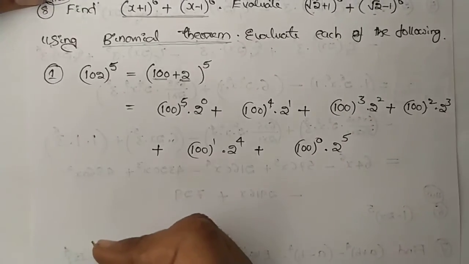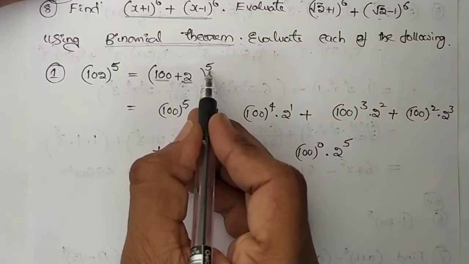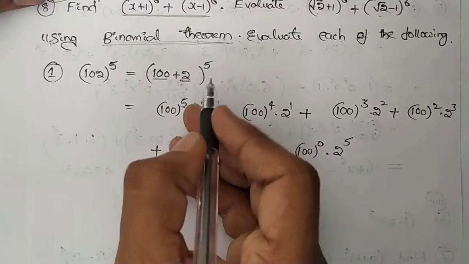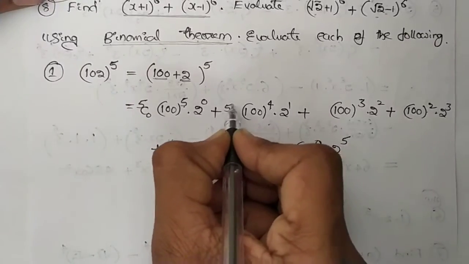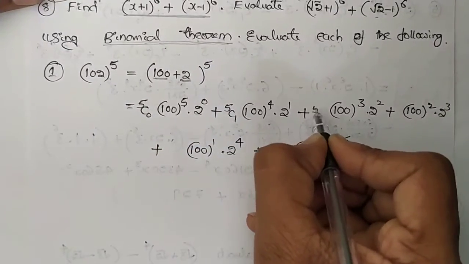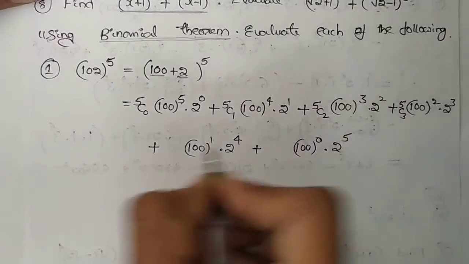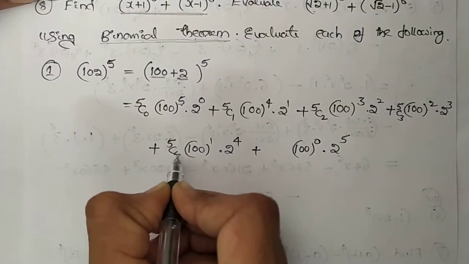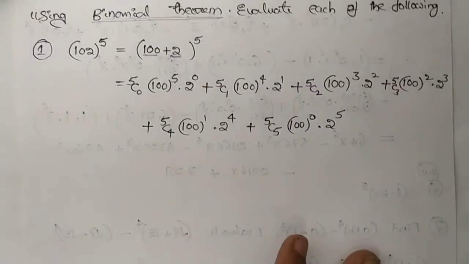Then what about the binomial coefficients? In place of n we have 5, so the binomial coefficients will be 5C0, 5C1, 5C2, 5C3, 5C4, 5C5. Okay, it is the expansion.